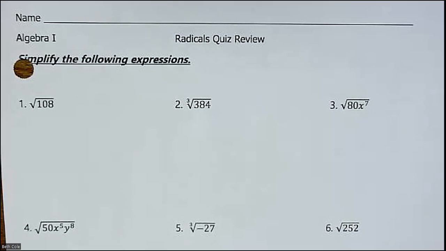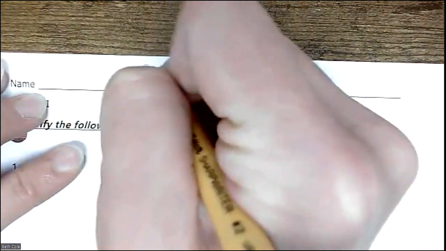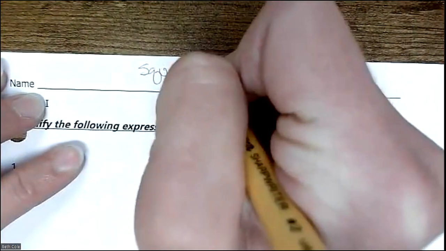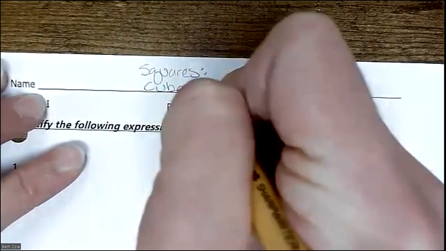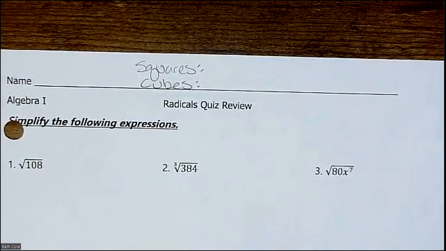All right, so the first thing you want to do is list out your squares and cubes. So up here by your name, write squares and cubes. And if you know them, great, just list them out. If you don't, I'm going to show you how to get them from the calculator.